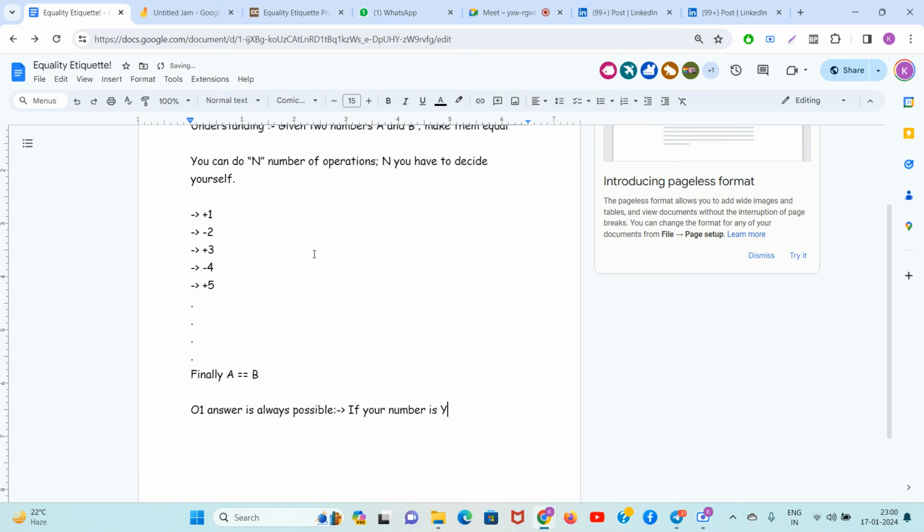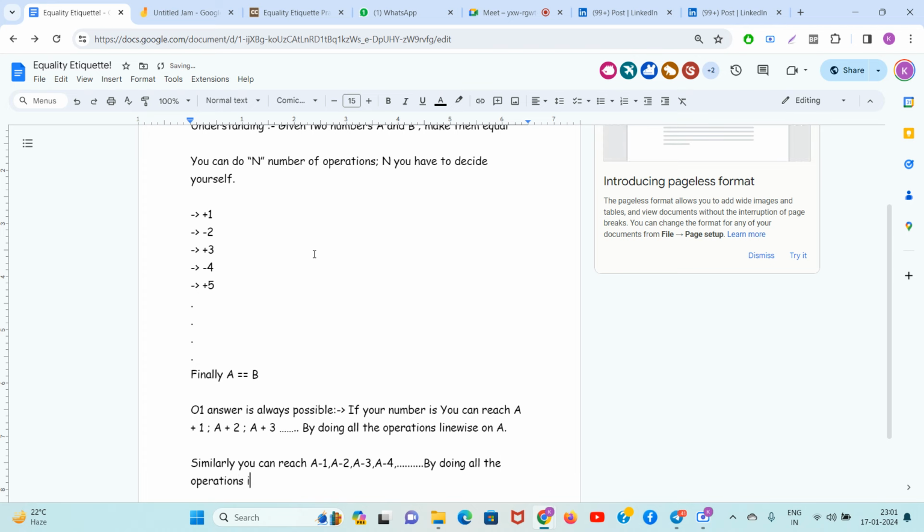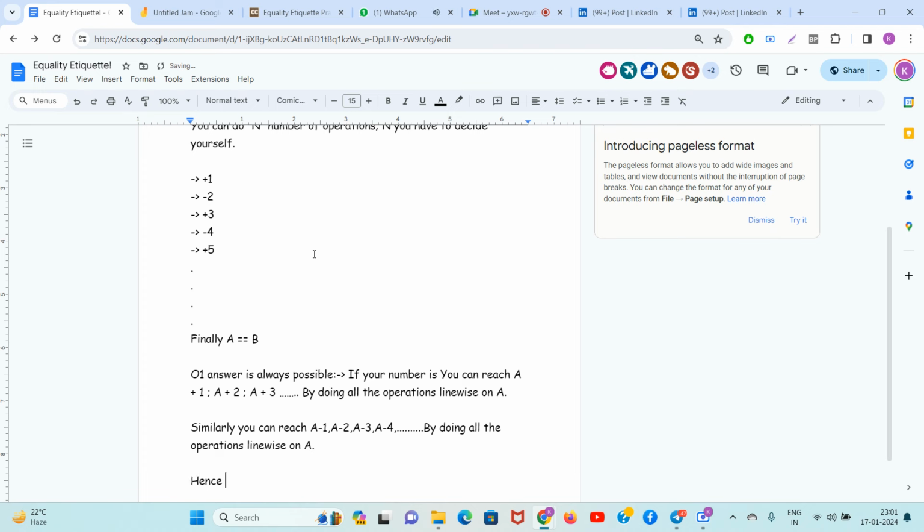Guys, any number can become any other number. Okay, why? If your number is A, you can reach A plus 1, A plus 2, A plus 3, and so on by doing all the operations line wise on A. Similarly, you can reach A minus 1, A minus 2, A minus 3, A minus 4 by doing all the operations line wise on A. So guys, just doing operations on a single number. Hence minus 1 is not possible. Hence the answer will always be possible.